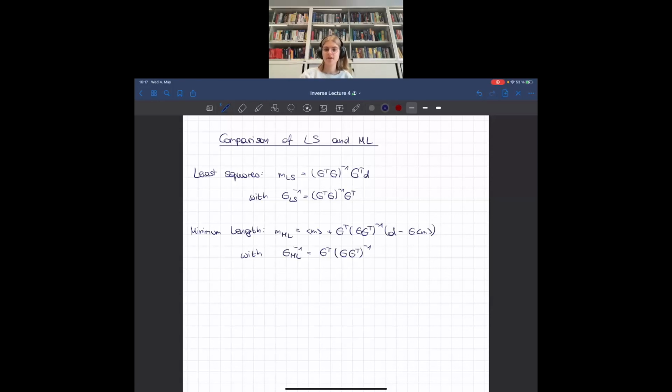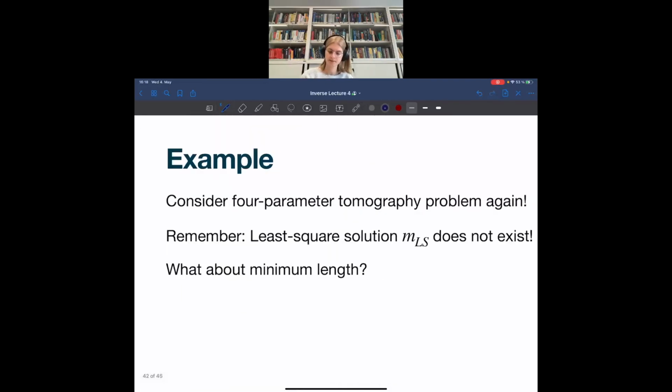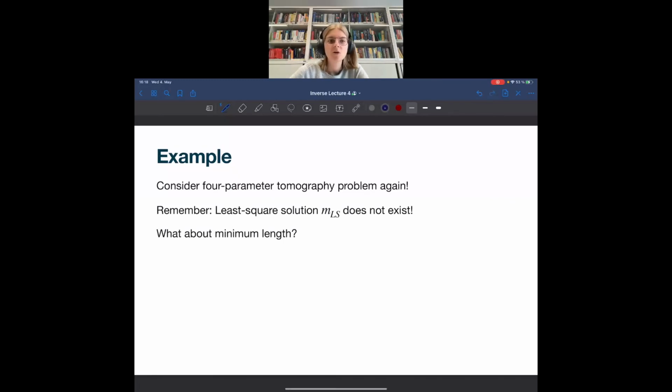So this was probably a lot to process for you already today. I'd just like to finish with one example. What motivated us to do the minimum length solution was actually the 4-parameter tomography problem. We had half an hour ago a very simple problem consisting of 4 unknowns and 4 constraints, and we couldn't solve it using the least squares we had. The question is, can we solve this problem now using minimum length?